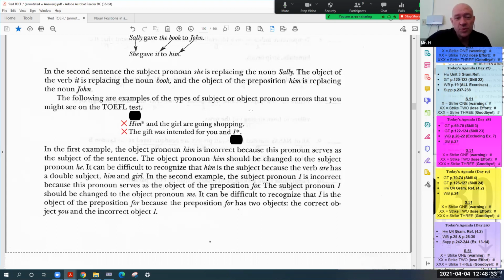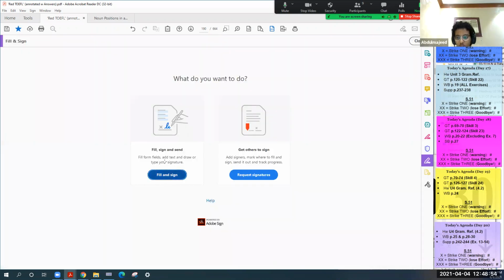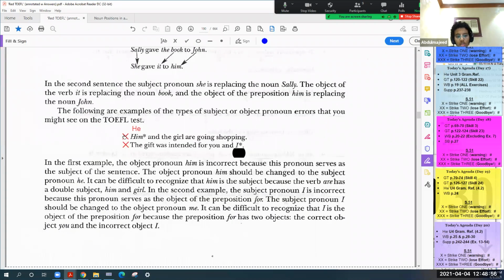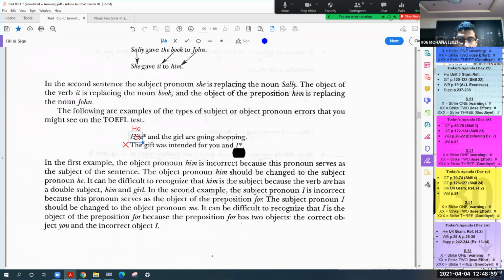Okay? So how do we fix it then? Change him to he. Bingo. For the subject. Why is that? Him is what kind of pronoun? Him is an object pronoun, right? Okay. Abdul Majid, I want you to do the second example.